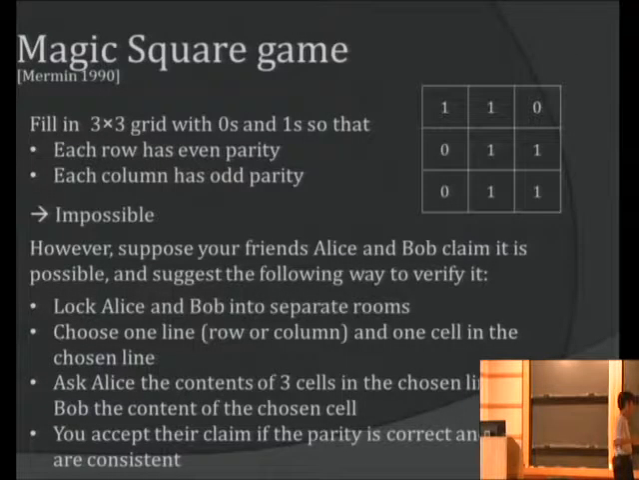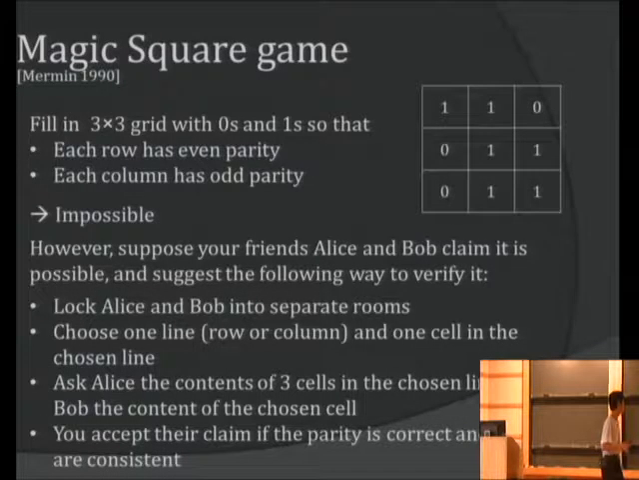And tell Alice which line you chose, and ask Alice the contents of the 3 cells. And tell Bob which cell you chose, but without telling which line. And ask Bob the content of that cell. And you accept the claim if the parity of the 3 bits in Alice's answer is correct, so even if you chose a row, and odd if you chose a column. And also, for the cell you asked both, the answer must be the same.